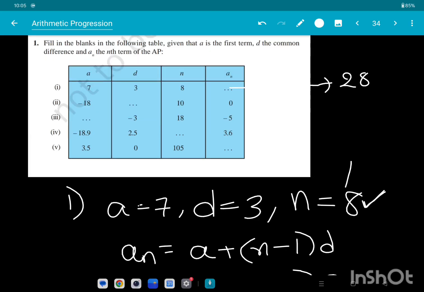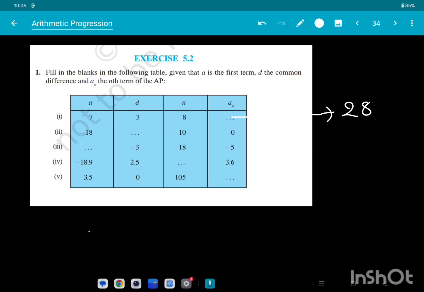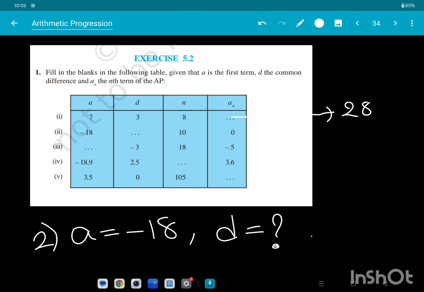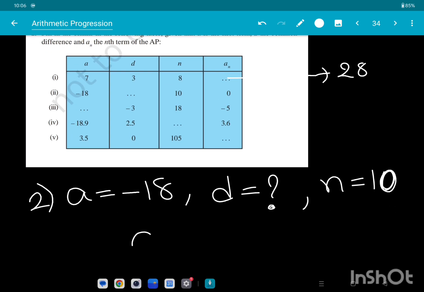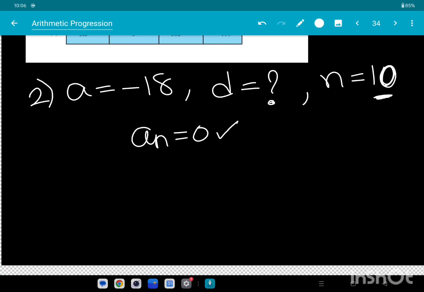Now what is the second problem here? The second question is, it was given a is equal to minus 18 and d was not given, so we need to find the d value here, and the nth term, which means the 10th term, it was given. What is the an value here? 0. So the 10th term is 0 and the first term is minus 18. We need to find the d value.